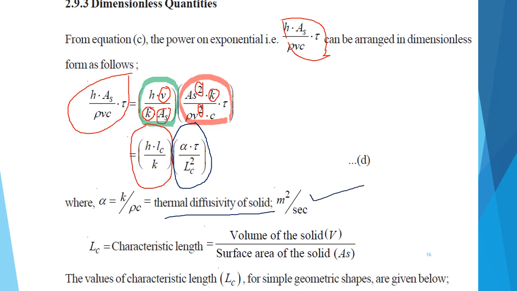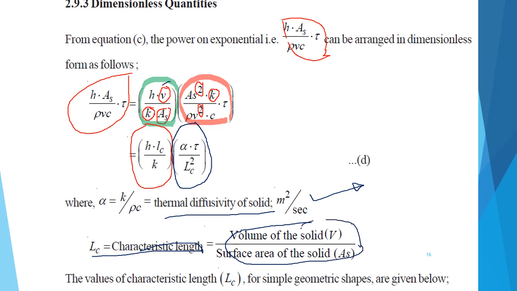The detail is given in the description box, so you can refer to that video, and you will get what is called thermal diffusivity. What is the significance of thermal diffusivity? So here alpha, that is K upon rho C, and Lc is the characteristic length. So what is characteristic length? That is volume of the solid divided by surface area of the solid.